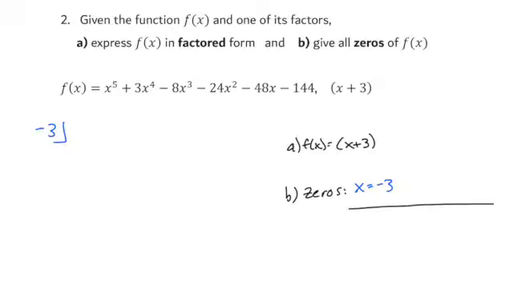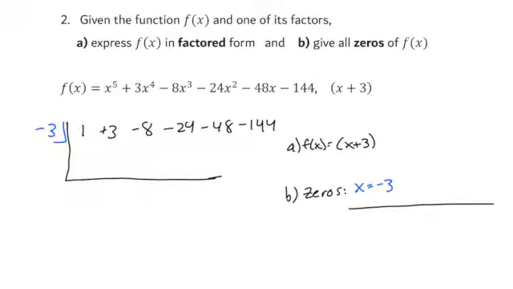So negative 3 goes in the little synthetic box, or however you like to set it up. Some people do that with a big L. No 0 placeholders necessary. So here we go. We're going to write in these coefficients: 1 from the x to the 5th, positive 3 from the x to the 4th, minus 8x cubed, minus 24x squared, minus 48x, minus 144. Run out of room a little bit there. Just be a little careful.